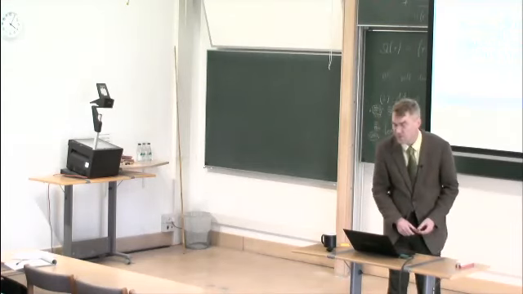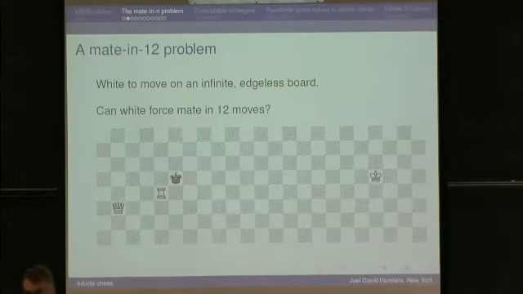So here's a mate in 12 problem that I put up earlier. So this is a black king, and the other pieces are white. So can white force a checkmate in 12 moves or fewer? And I'm not going to tell you the answer right now, but I'll come back to it at the end.